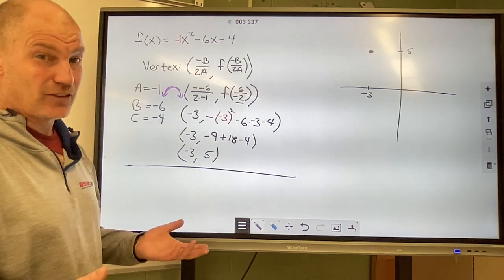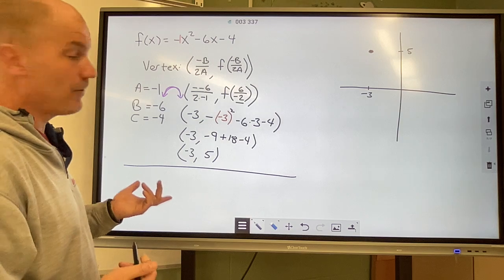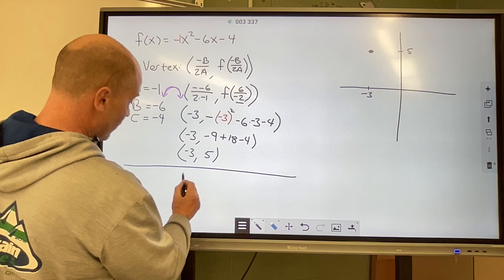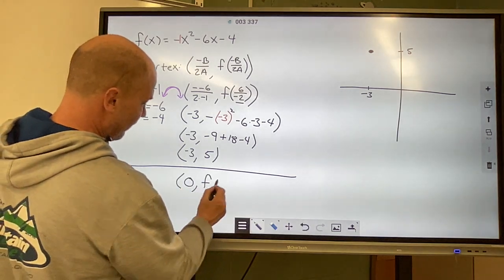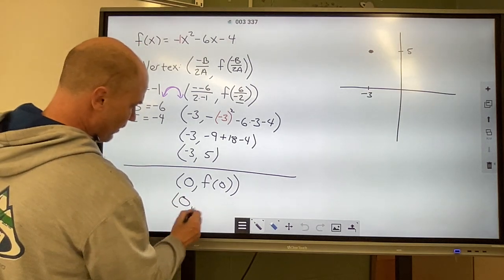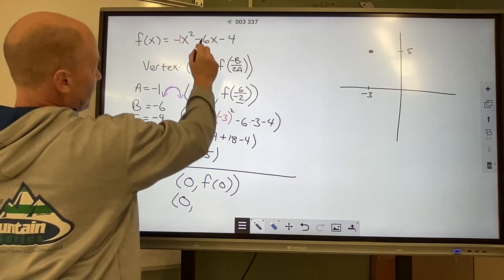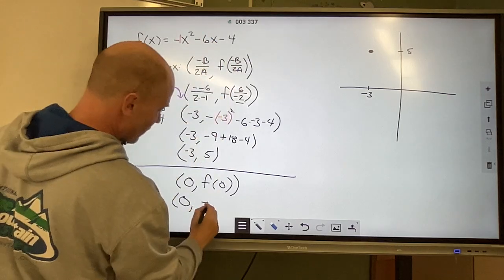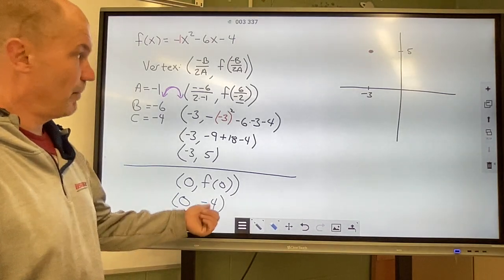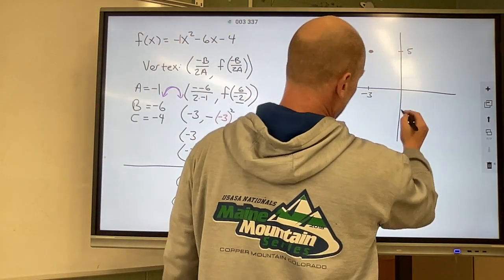I could choose any x value I wanted, but I might as well choose an easy one. So f of 0, or choosing an x value of 0, is the easiest thing to do. And the reason why that one's easy is plugging in 0 into this. 0 squared is 0. Negative 6 times 0 is 0. So it's 0, negative 4. It's just going to be the constant term when it's in standard form. So I got to come over here and find 0 and negative 4.